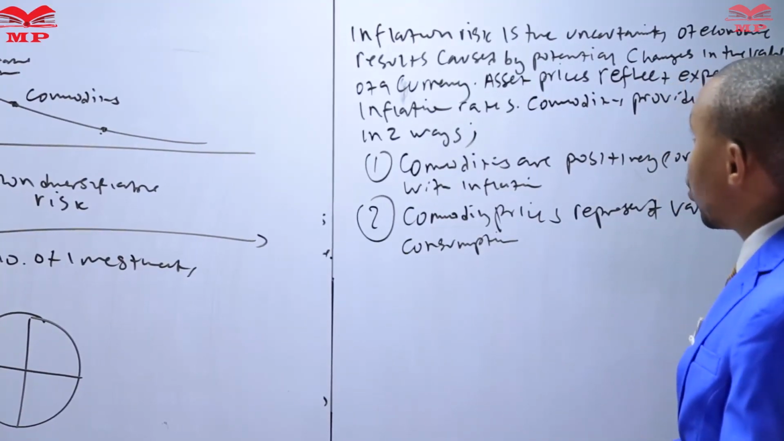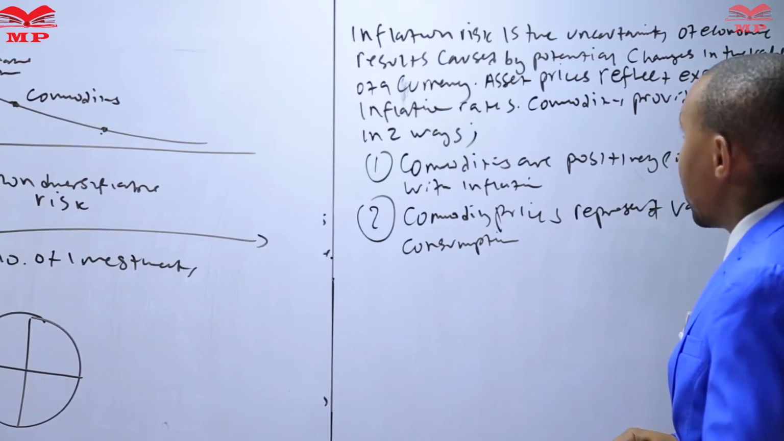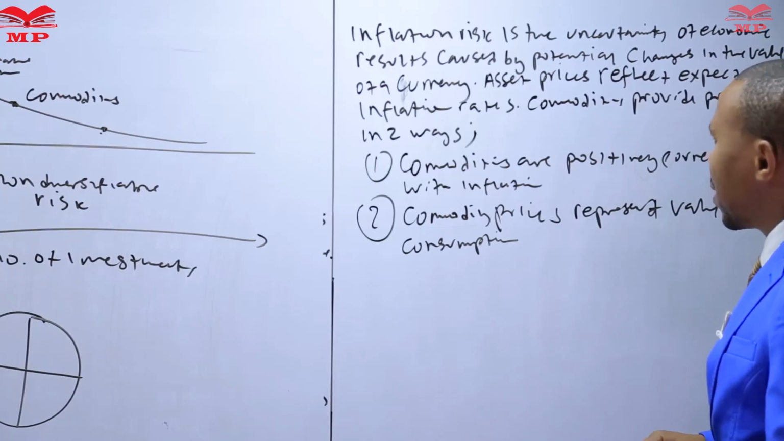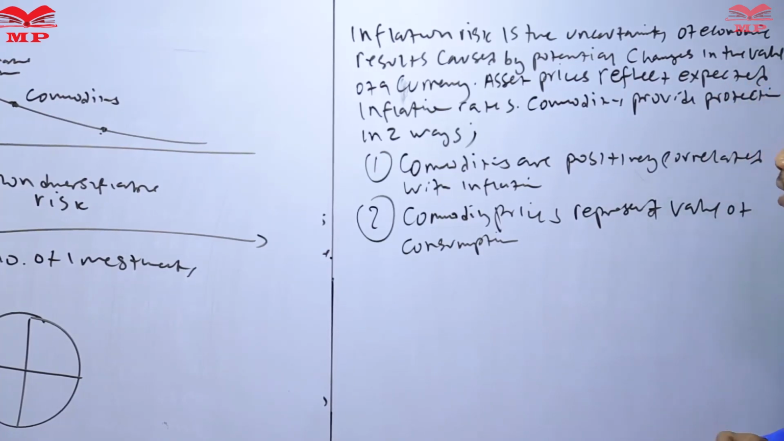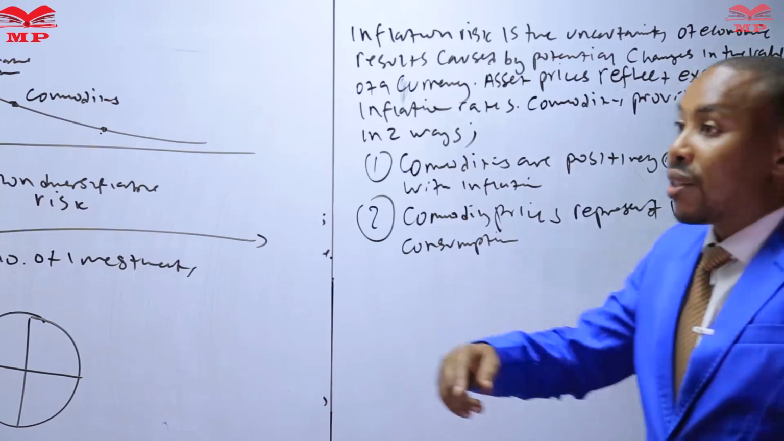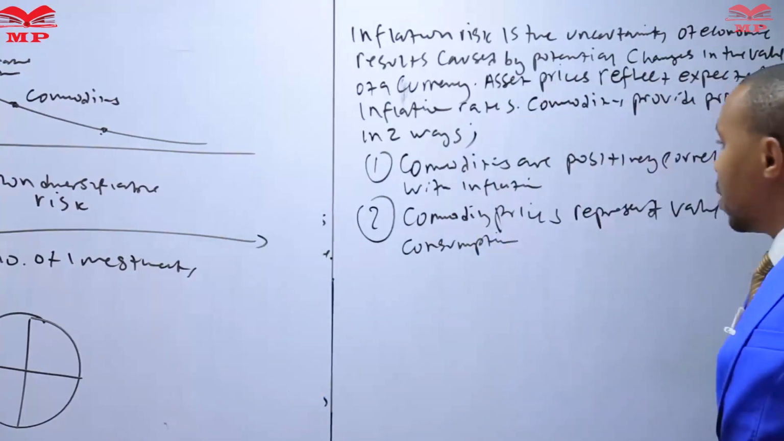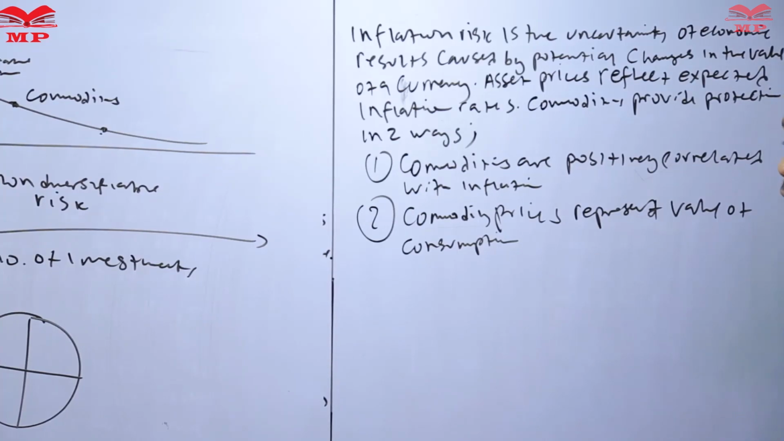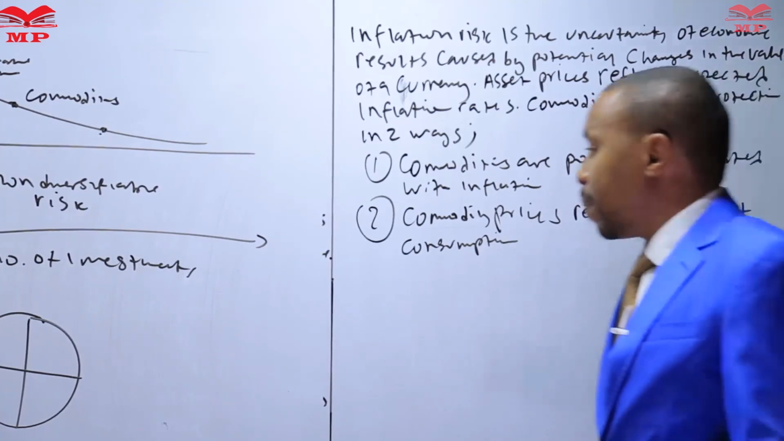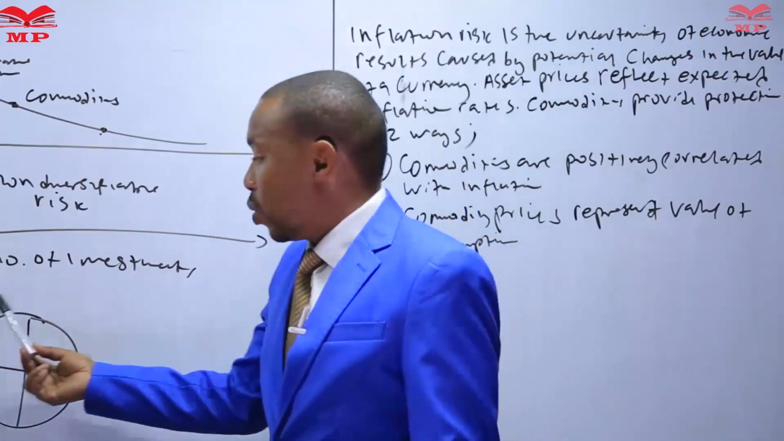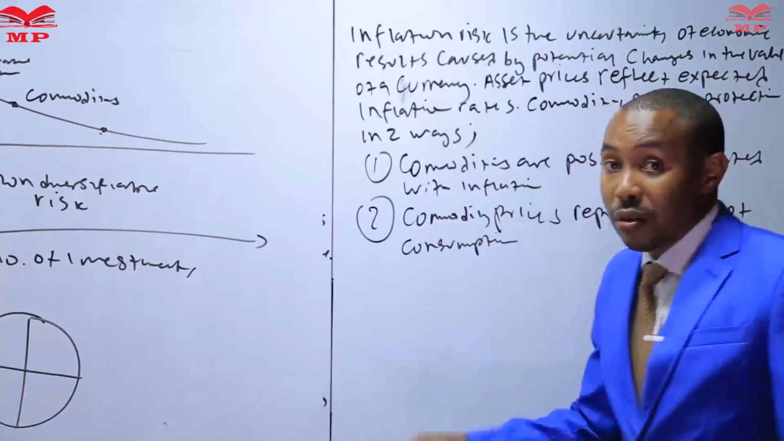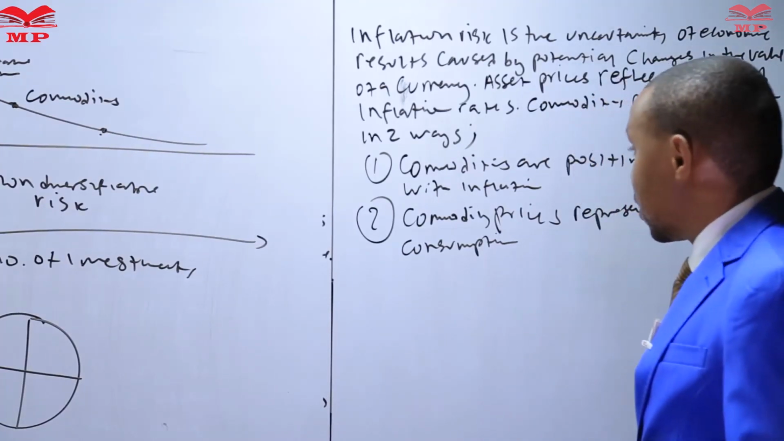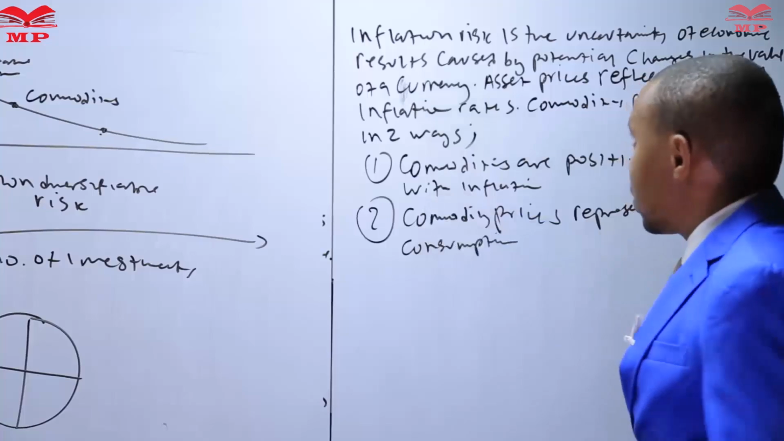This subtopic of inflation and diversification: asset prices reflect expected inflation rates. What are we expecting the inflation rates to be in future? So commodity prices, being a representation of values of consumption, would be useful especially when you seek exposure towards commodities with the intention of reducing exposures towards risk, particularly inflation risk.